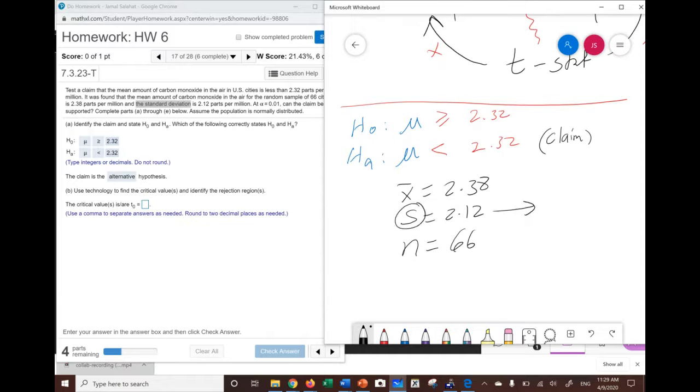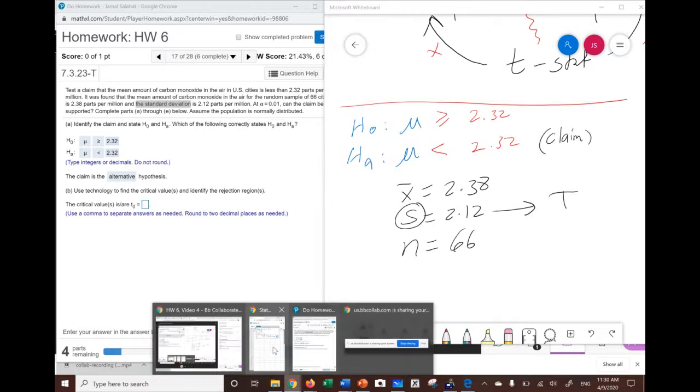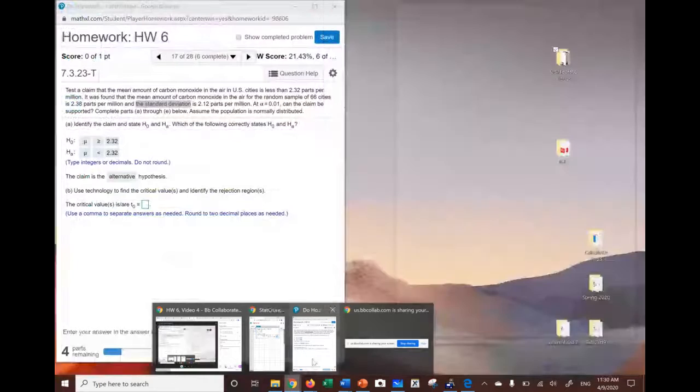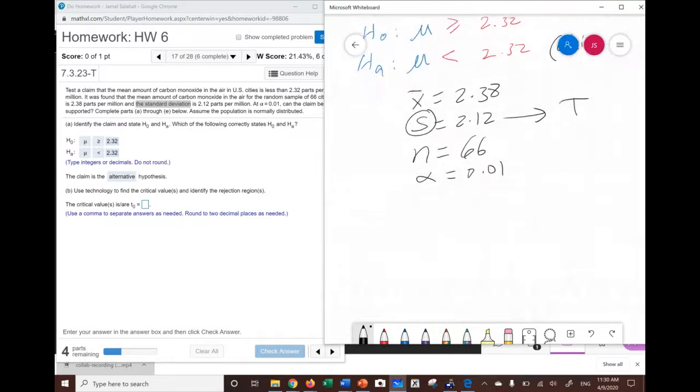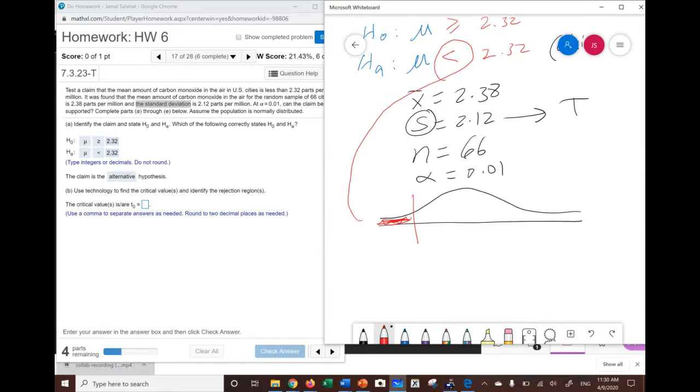If it's an S, automatically it's a T. So how do you find the critical T? We go to StatCrunch. And don't forget one thing before I leave this: I need to know alpha, and alpha in the problem is given to be 0.01. Okay, so I know everything I need. Now I know automatically that this is a left tail test. The reason I know is because if I look at HA, it has a less, and a less is an indication of a left tail test. So this is a left tail test.